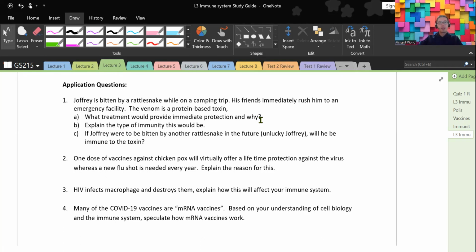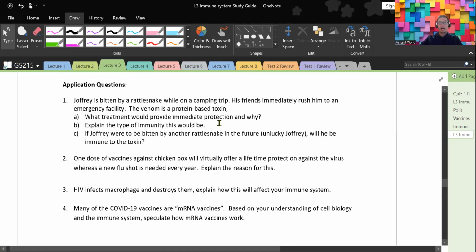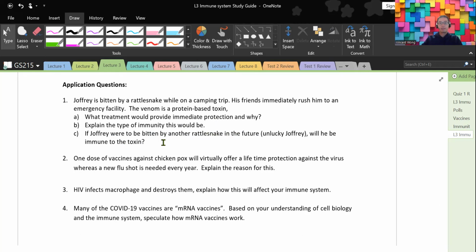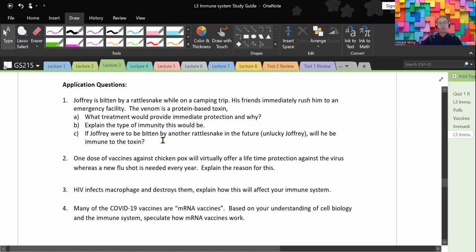So this type of immunity, explain what it is: that would be passive and it would be artificial. If Joffrey were to be bitten by another rattlesnake in the future, will he be immune to the toxin? The answer is no. Just like I told you, these protections are just temporary. They are not for the long term, and so you would need to have another serum.